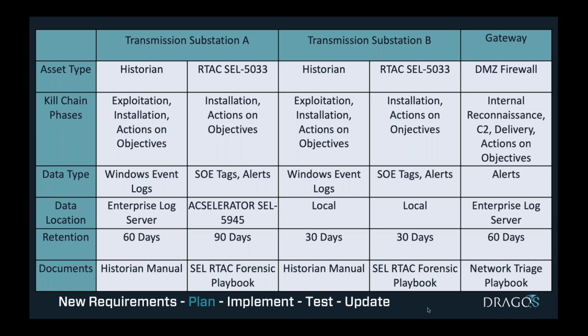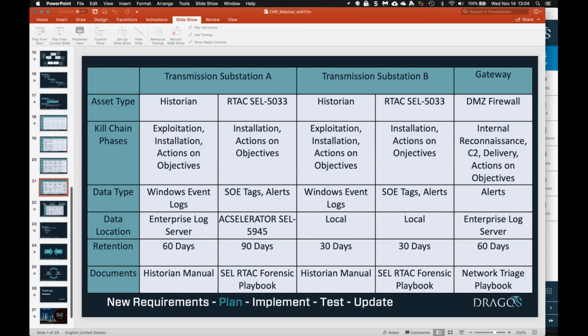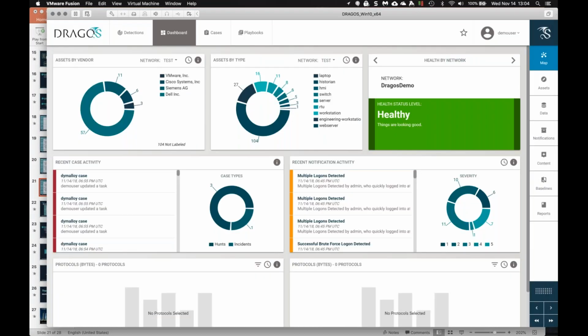And then we've got a single gateway at this point that both substations would go through, the DMZ into the corporate network. And this is where, again, we're aggregating data to an enterprise log server. We've got some retention, and our document, maybe we've got a playbook that's focused on network triage. So I'm going to jump over to, in this case, our log collection server, the Dragos platform, and we'll use that to talk about a couple of the use cases where this may come into effect.